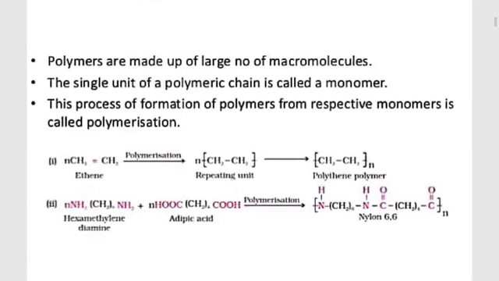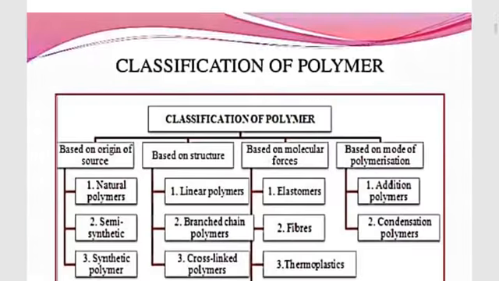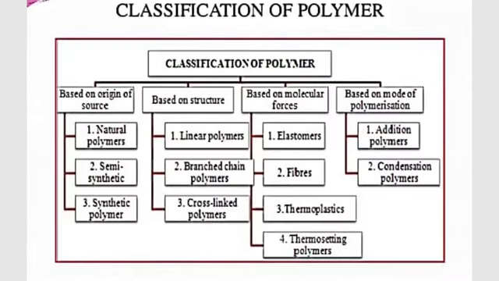Now let's see how polymers are classified. So classification of polymers. We will have many classifications, but according to our level we are discussing the classification of polymers. Classification can be done based on origin, based on structure, based on molecular forces, and based on the mode of polymerization. Based on origin, that is from which source are we getting them, they are natural, semi-synthetic or synthetic. So these are the classes under origin.